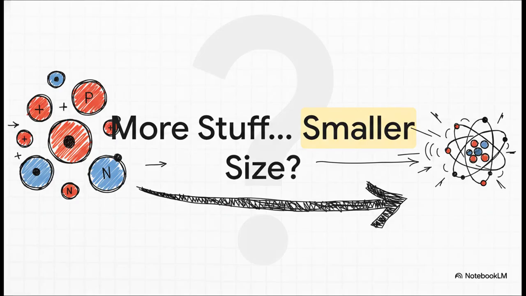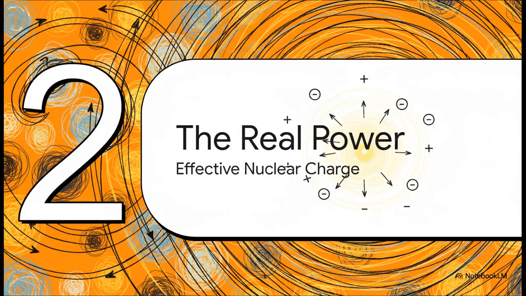But wait a second. As you move across the table, you're adding more protons, more neutrons, more electrons. You're literally adding more stuff. Shouldn't that make the atom bigger? It feels totally backwards, but this counterintuitive idea is the key to our whole mystery. The answer to this whole puzzle? It's this really important idea called effective nuclear charge, or what we'll just call ENC for short. This right here is the hidden rule we've been looking for.